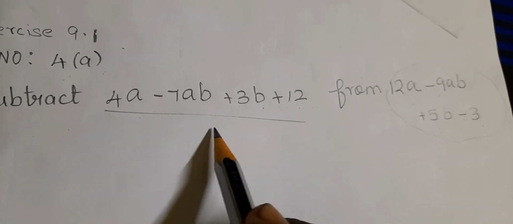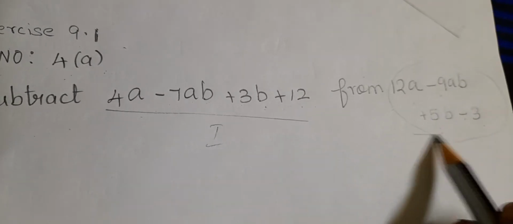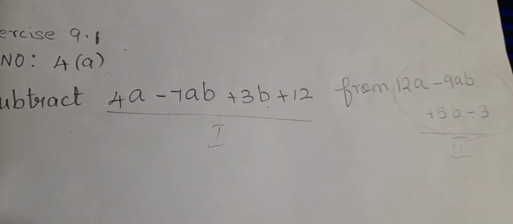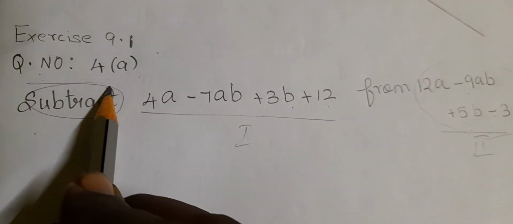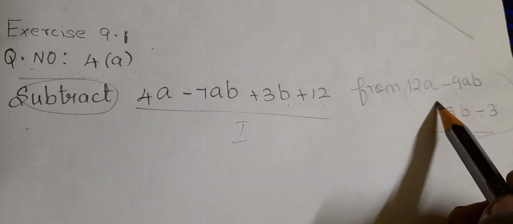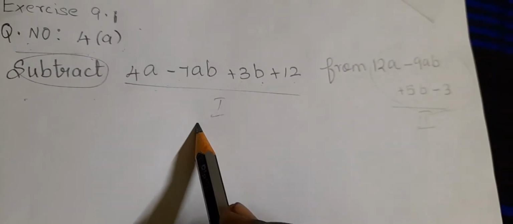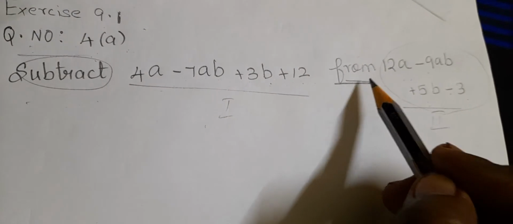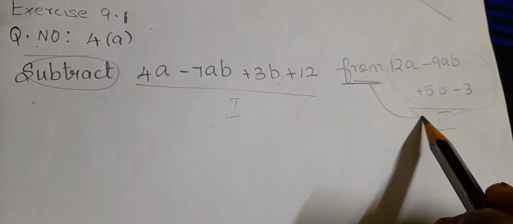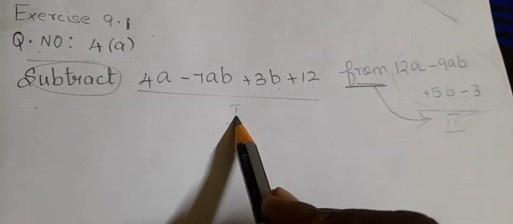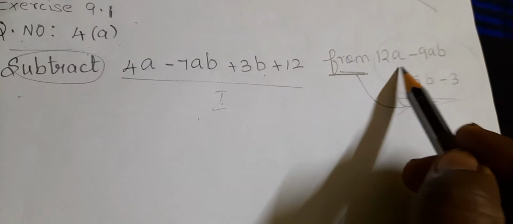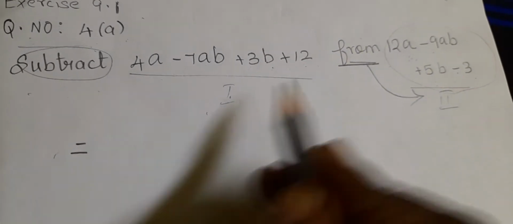Actually it is the first expression and this is the second expression. Now we are going to subtract from the second expression the first expression. See, they have given the word from. So from the second expression only we are going to subtract the first expression. Now let us write this second expression.